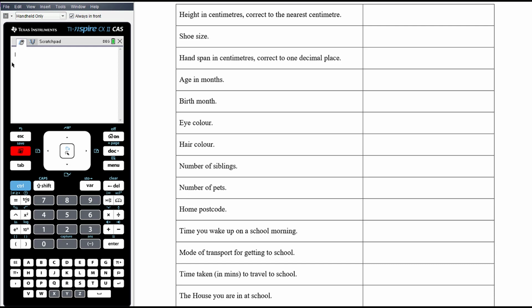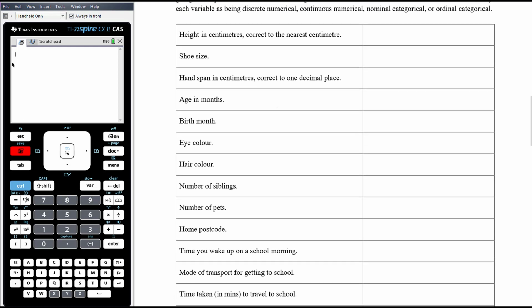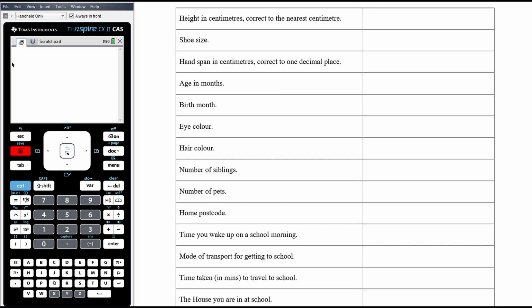The first one is height in centimetres, correct to the nearest centimetre. This is definitely going to be a numerical variable. It's a measurable quantity. We're rounding to a whole number, but that doesn't matter. It's still going to be a continuous numerical variable.